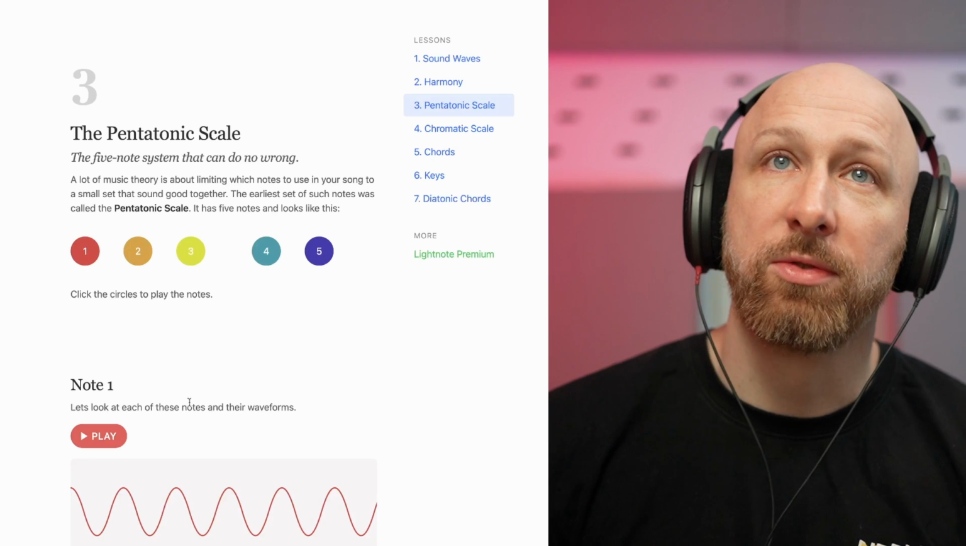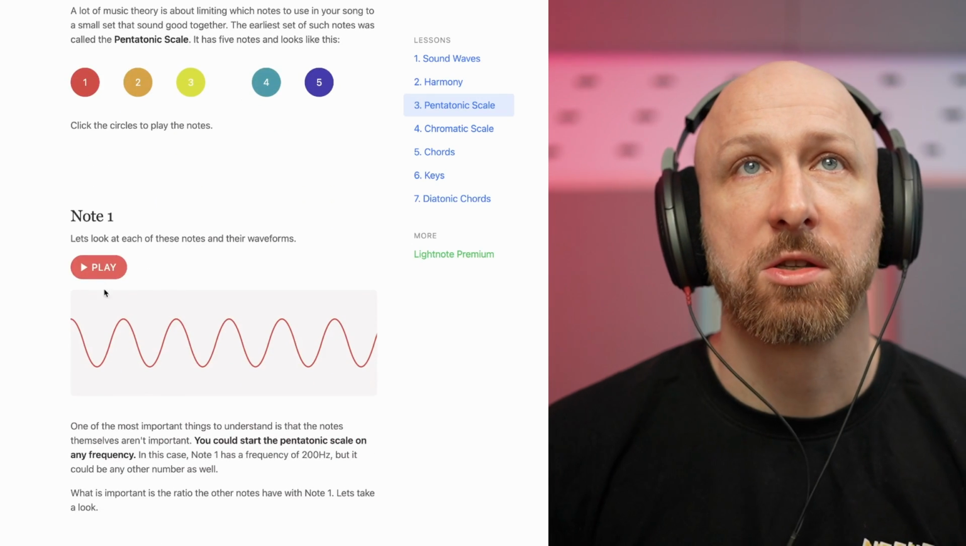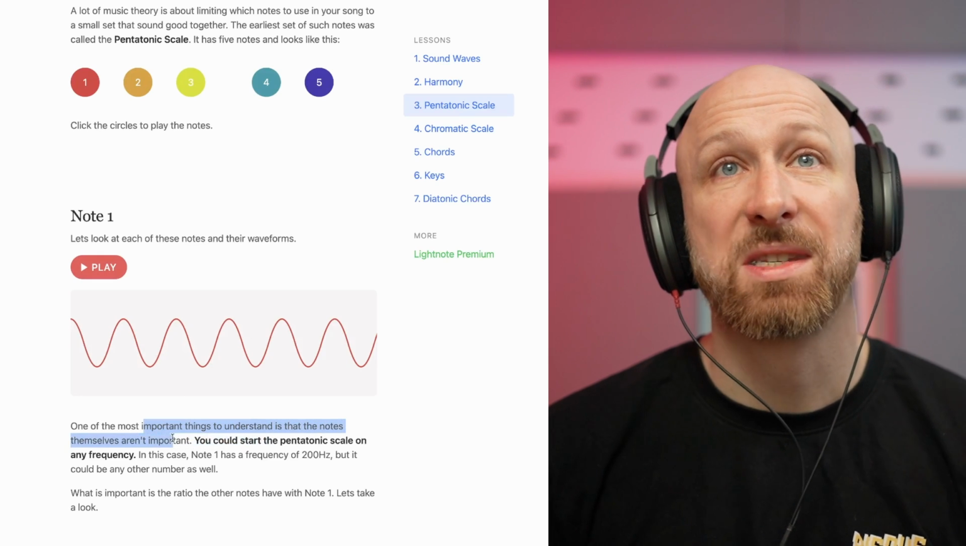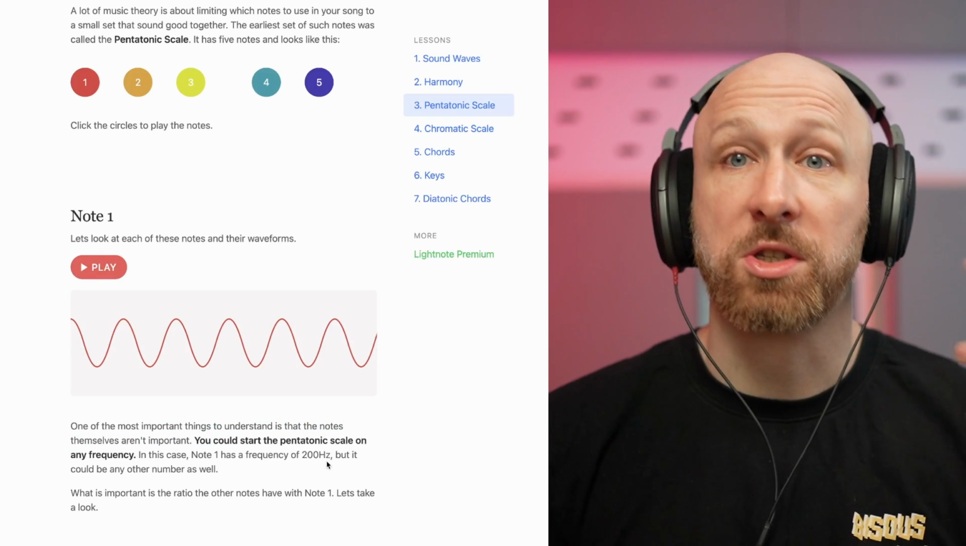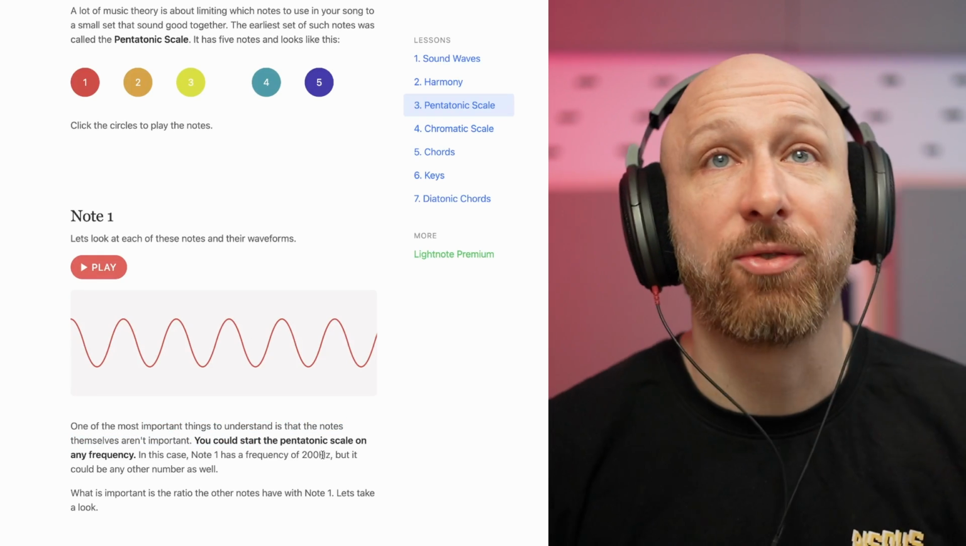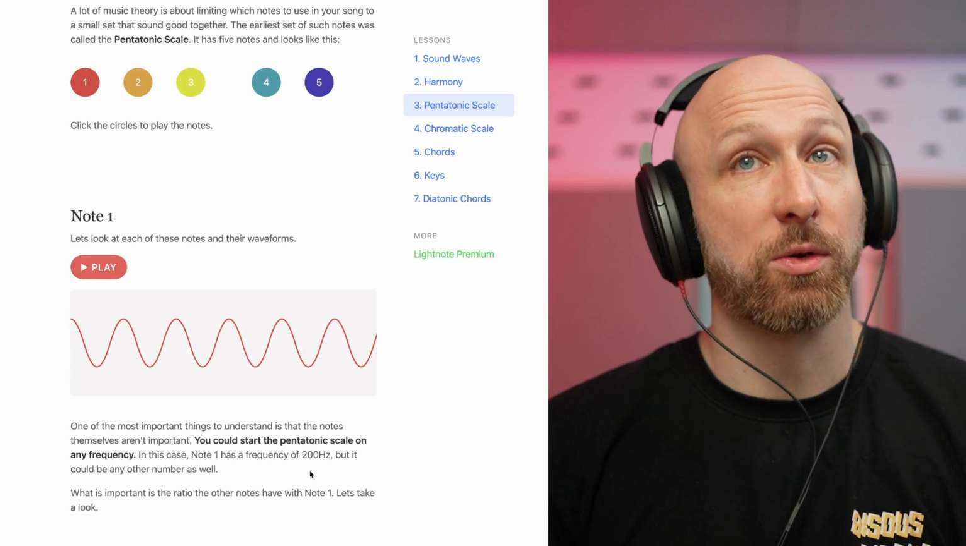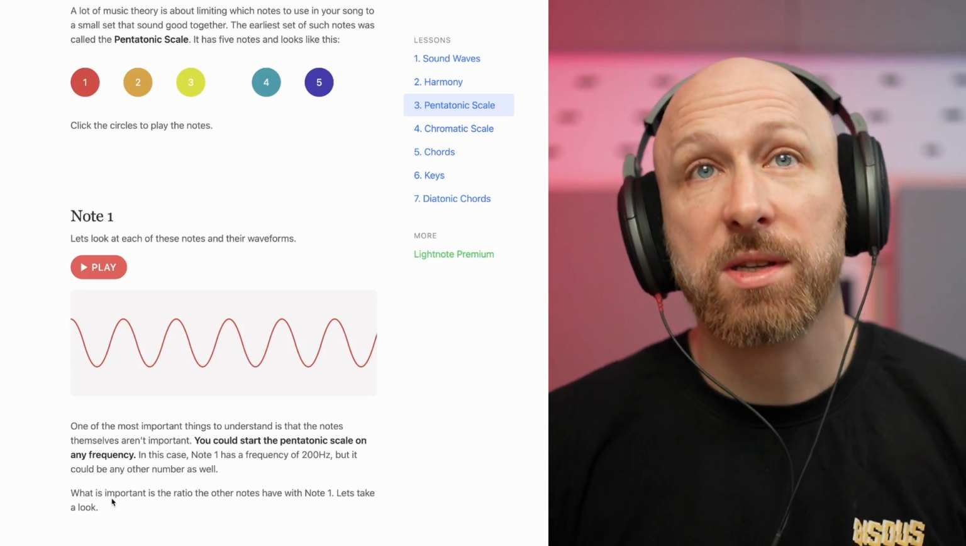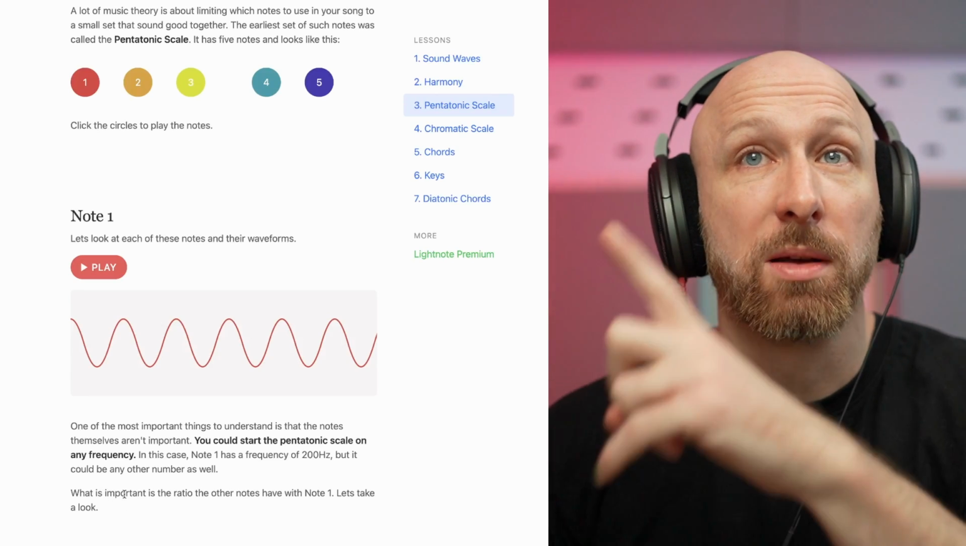Nice. Now let's look at each of these notes and their waveforms. This is note number 1. One of the most important things to understand is that the notes themselves aren't important. You can start the pentatonic scale on any frequency. In this case, note 1 has a frequency of 200 Hz, but it could be any other number as well. What is important is the ratio of the other notes compared to note 1.